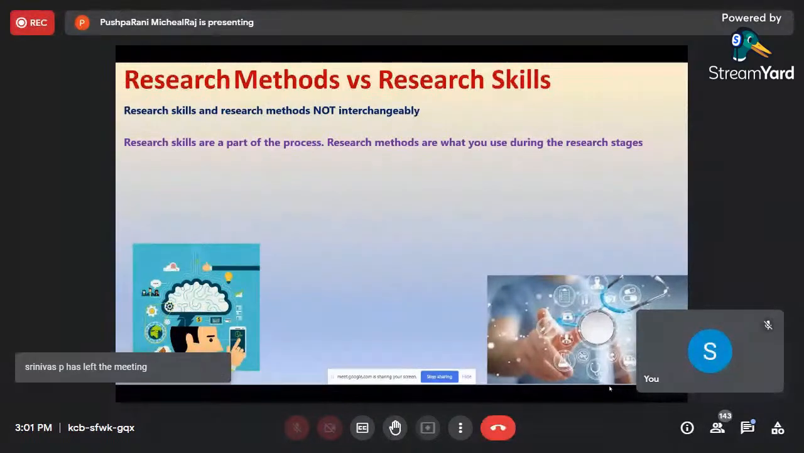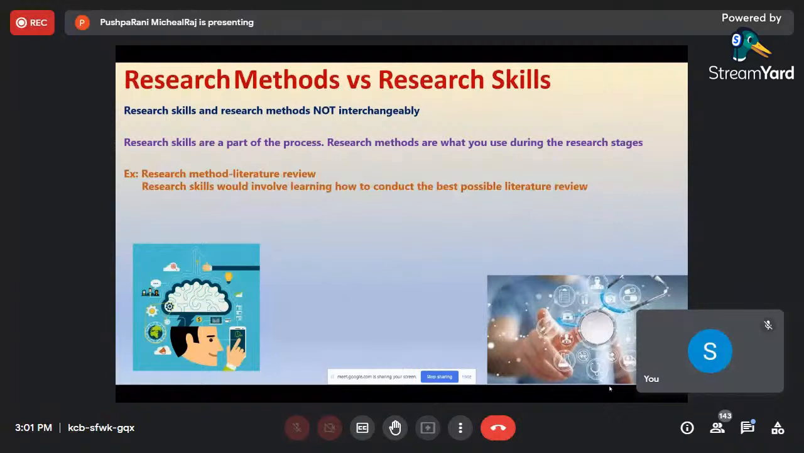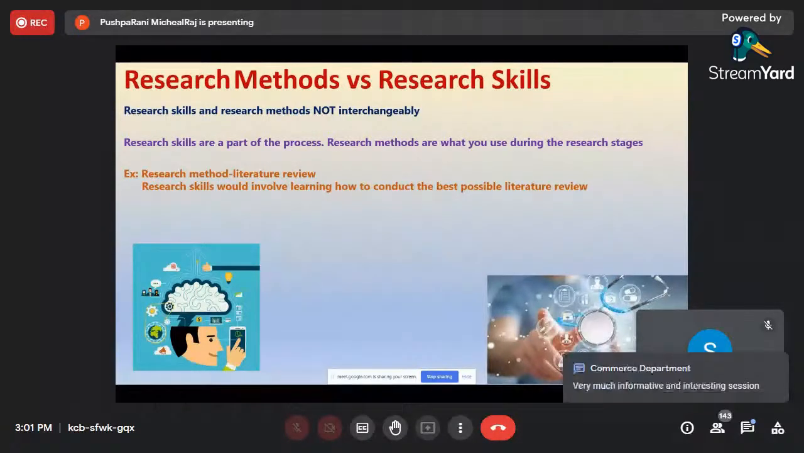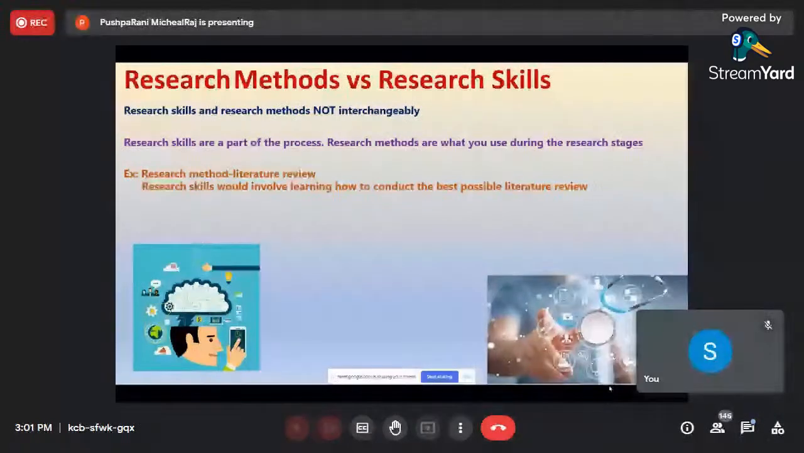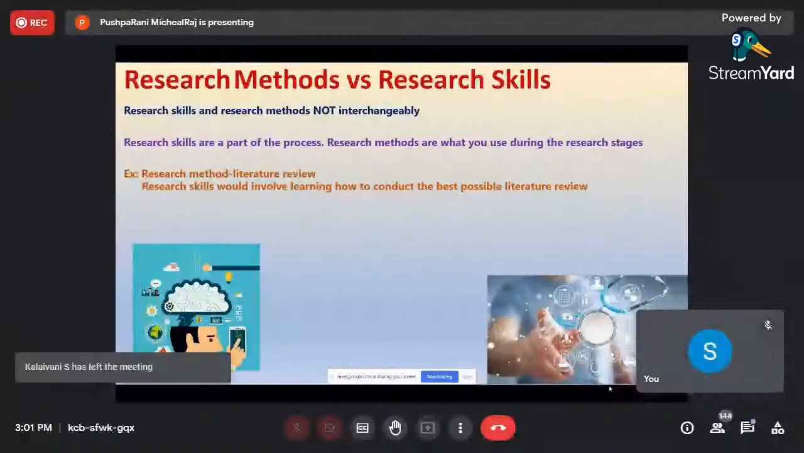There are several stages during your research. So what methods you adapt during your research stage. An example of a research method is literature review. Research skill would involve learning how to conduct the best possible literature review. So that is the difference we need to understand, the difference between research skill and research method. One research method example is doing a literature review, and how you will do the literature review is a research skill.